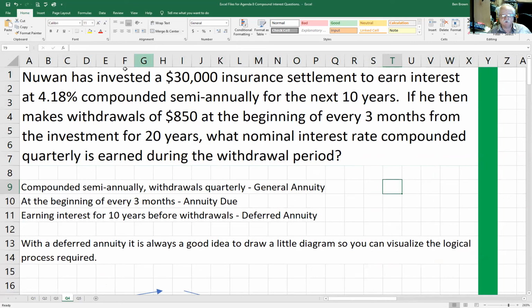So this one is a little trickier because it's compounded semi-annually, but the withdrawals are quarterly. So in this case, we're not talking about somebody paying off a loan. We're talking about somebody maybe saving for their investment, I don't know, or for their retirement. But anyway, he's putting money in and he's taking out withdrawals. And it's a general annuity, which is going to complicate things for us.